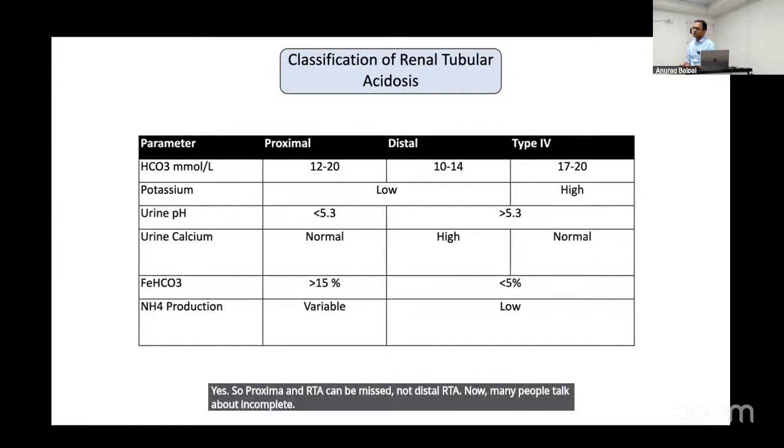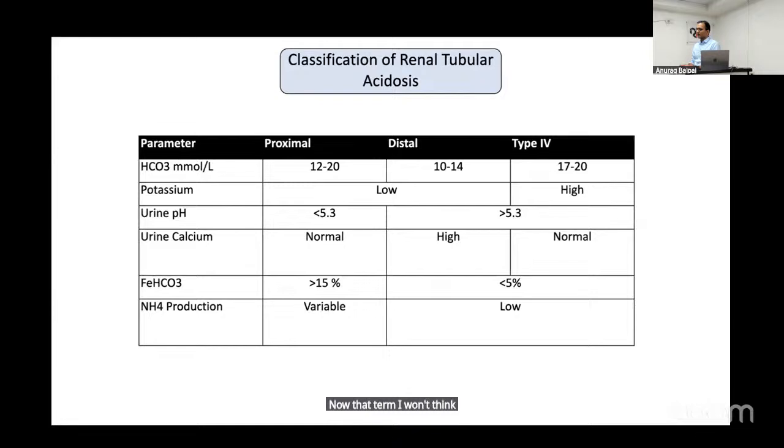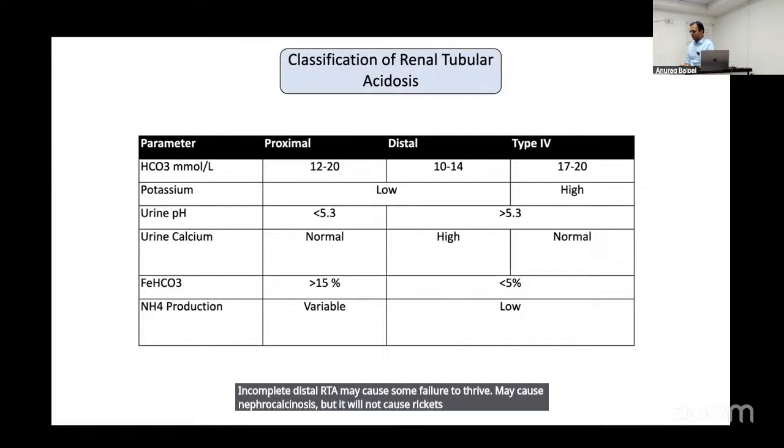That term I don't think is significant in terms of a distal RTA causing bony deformity. Incomplete distal RTA may cause some failure to thrive, may cause nephrocalcinosis, but it will not cause rickets, because you need much more acidosis and a much longer duration of acidosis to cause rickets.